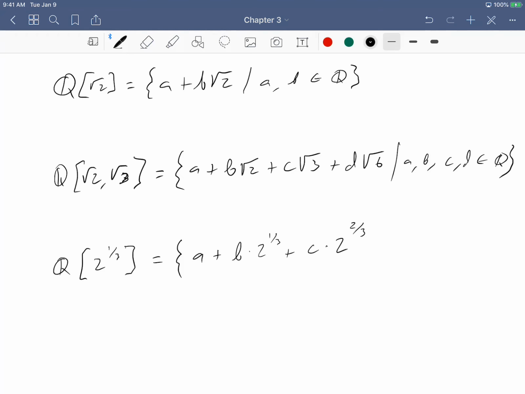I can combine all my 2 to the 1/3 times 2 to the 1/3. I can combine my 2 to the 2/3 times 2 to the 2/3 and make them into 2 to the 1/3 terms. So I can simplify no matter what. And here, A, B, and C are all rational numbers. All right, this is a field also. We're going to just take our word for it on that. We're not going to prove it.